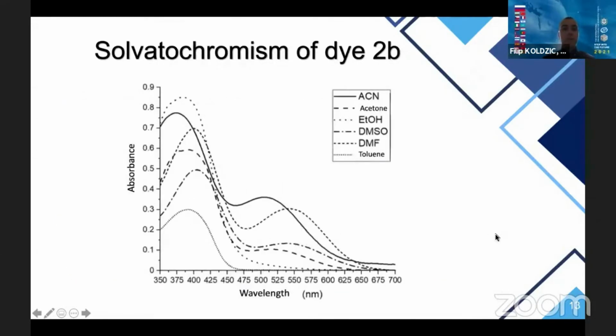And when we look at the spectra, we can see that they have two maxima in the visible part of the spectra. First, in the green part, which is responsible for the red coloration, and one in the purple part, which is responsible for the yellow coloration.